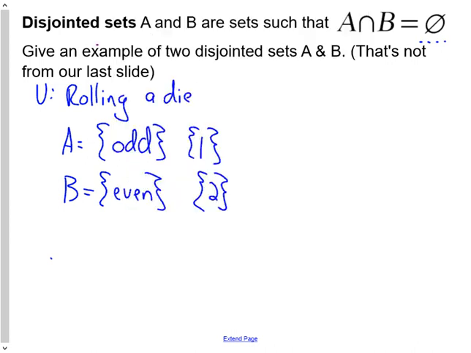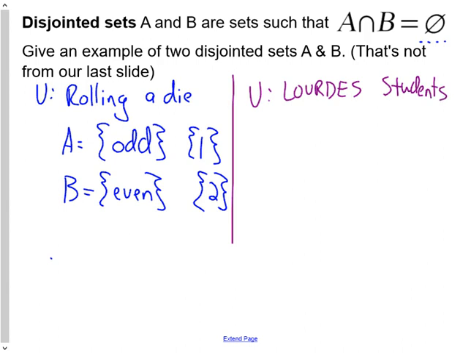Another option could be, how about students at Lourdes again? Lourdes students. And then A could be the seniors. I'm not going to list it out, I'm just going to explain the seniors. And B could be juniors, sophomores, freshmen. We could do any of those, we'll just say juniors. There shouldn't be any juniors that are seniors.